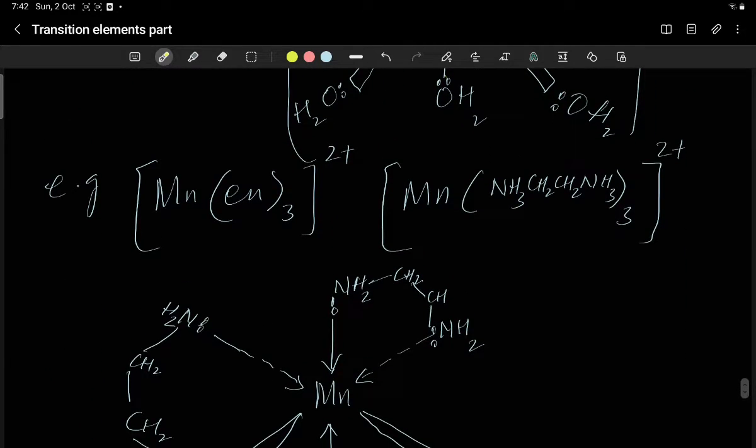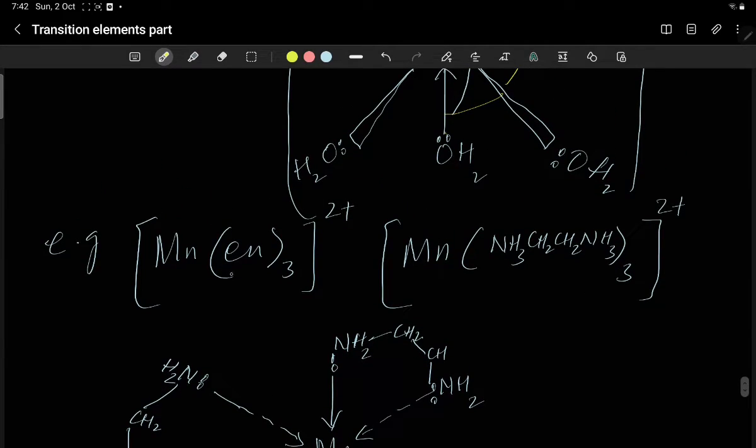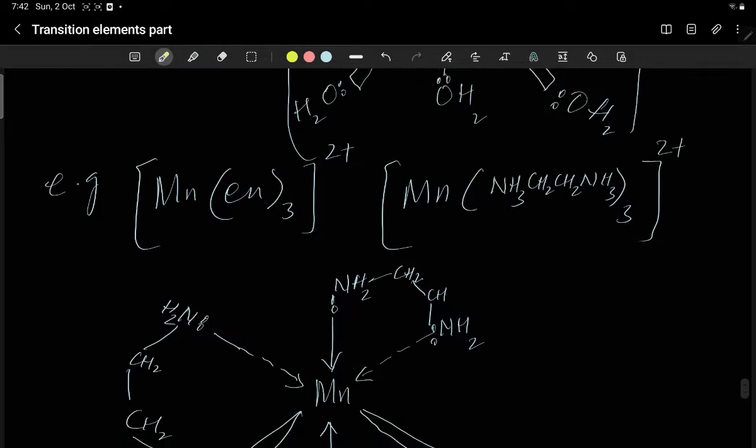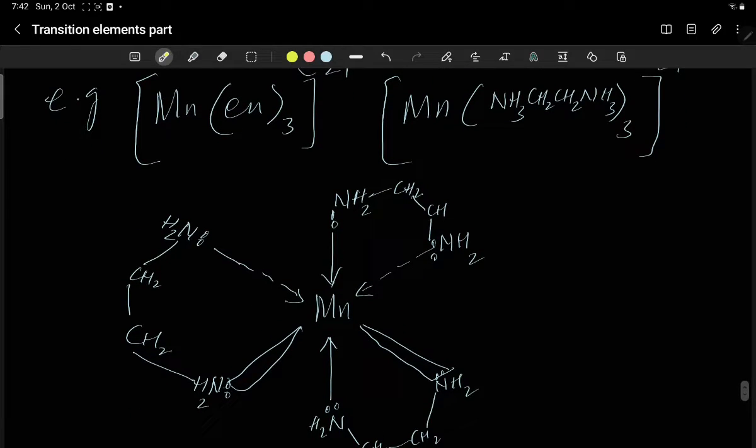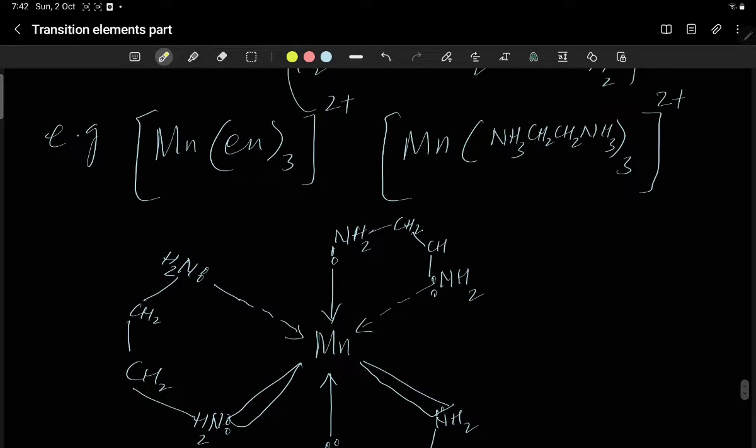There is another example where bidentate ligands are attached to the central metal ion. This is a neutral particle represented as en, ethylenediamine, and 3 molecules of ethylenediamine are attached to the manganese, which carries +2. These 3 molecules have 0 charge because they are neutral. So it forms 6 bonds and the overall charge will be +2.